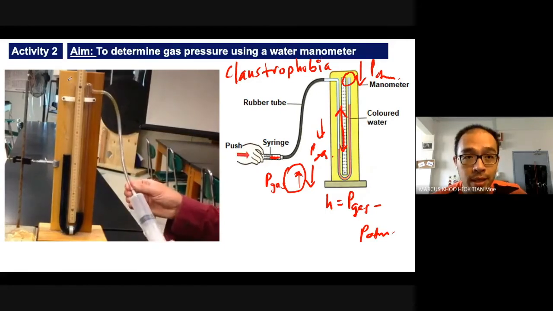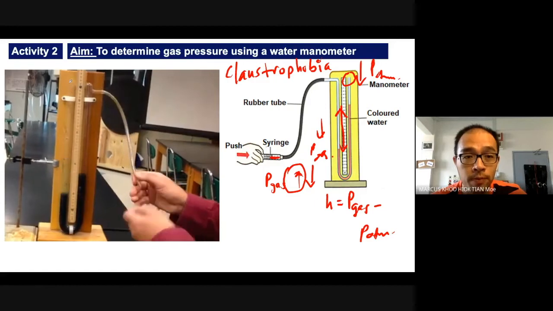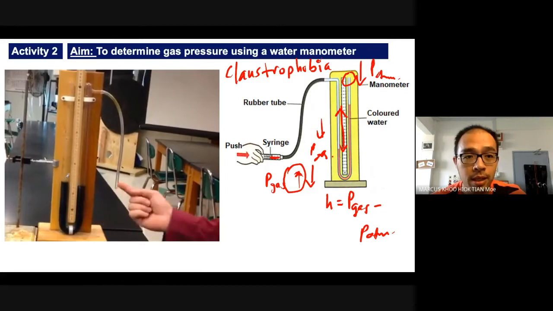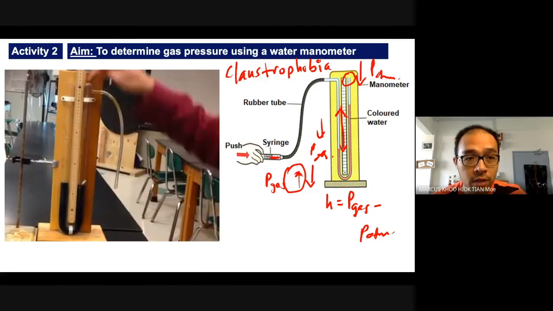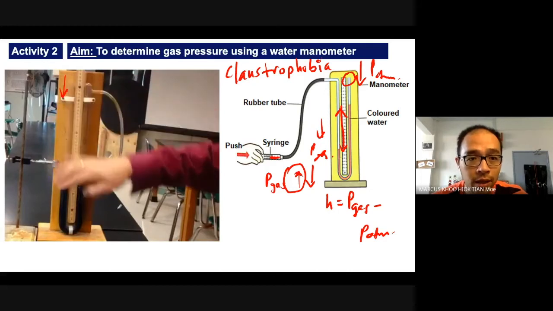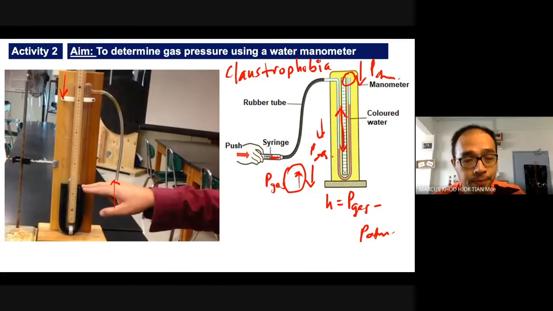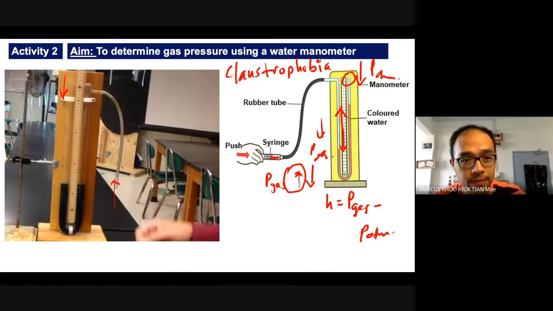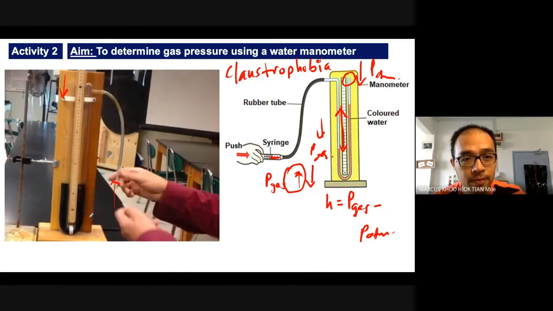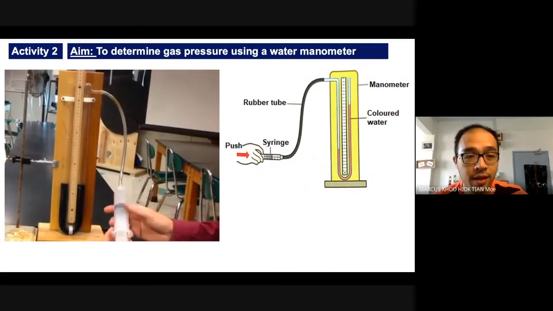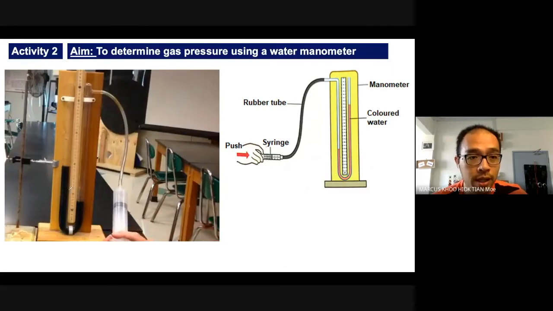Remember that this is an open tube. But when he takes out the syringe, look what happens. The level is going to be the same because it's atmospheric pressure here and also atmospheric pressure here. But when he puts in the syringe again, right now it's still the same because he hasn't pushed yet. But once he pushes, there's a change in height.